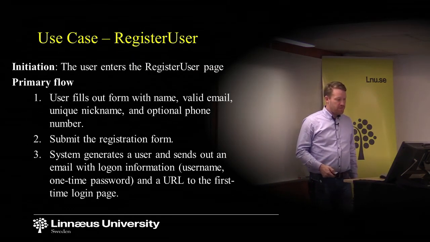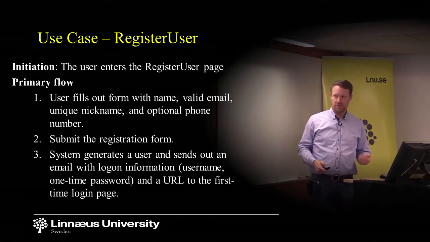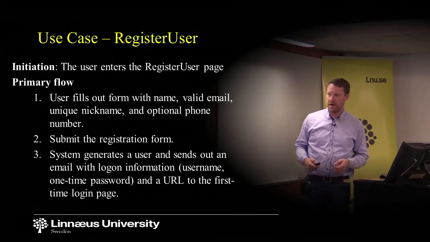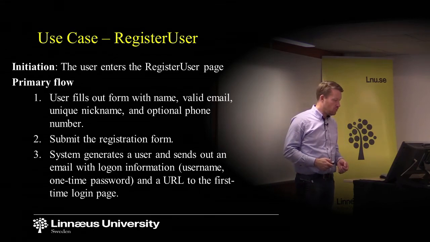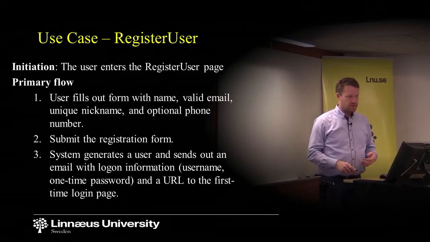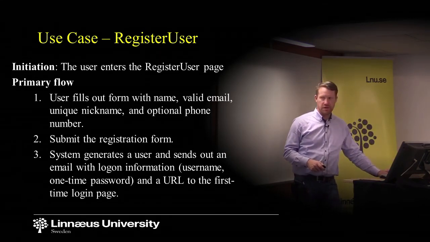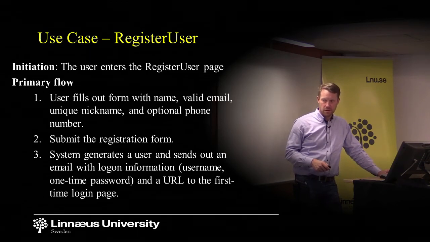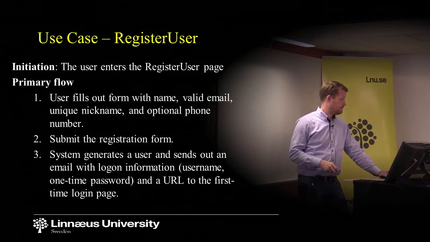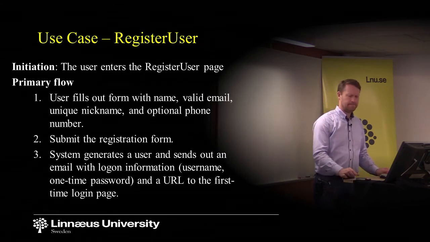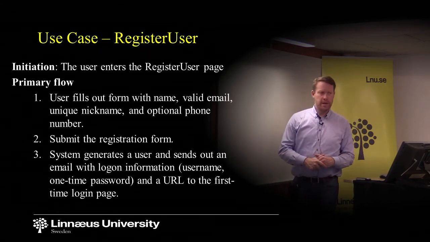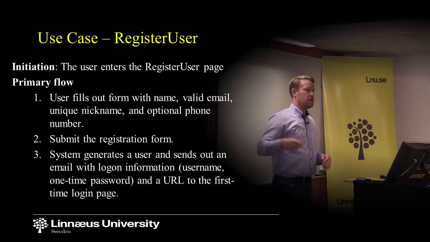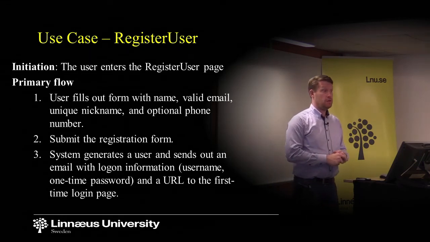So we get a primary flow that looks something like this. User fills out the form and name, submits the registration form. The system generates the information, sends out the confirmation email with a first time logon page URL. Okay, now we have the flows of events.